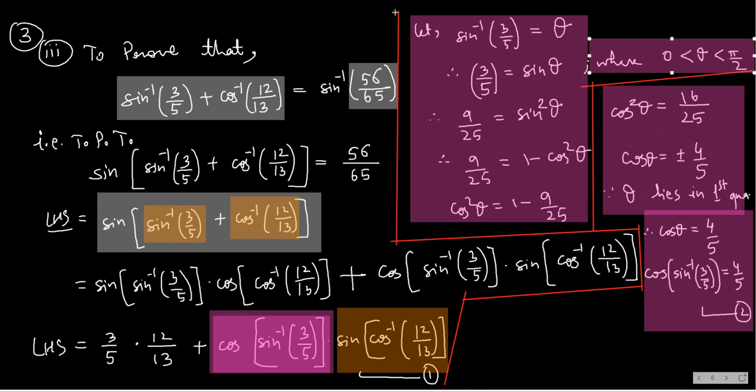So what will you do? Very simple. You will assume cos inverse of 12 by 13 as alpha. If you take this as alpha, you will have to find sine of alpha, as you took this as theta and found cos of theta. So let me begin. I will write: let cos inverse of 12 by 13 be alpha.